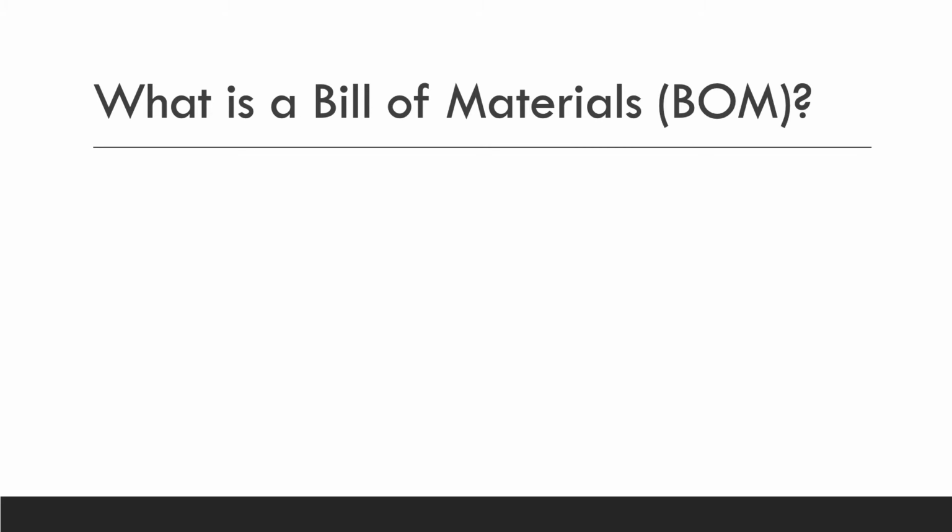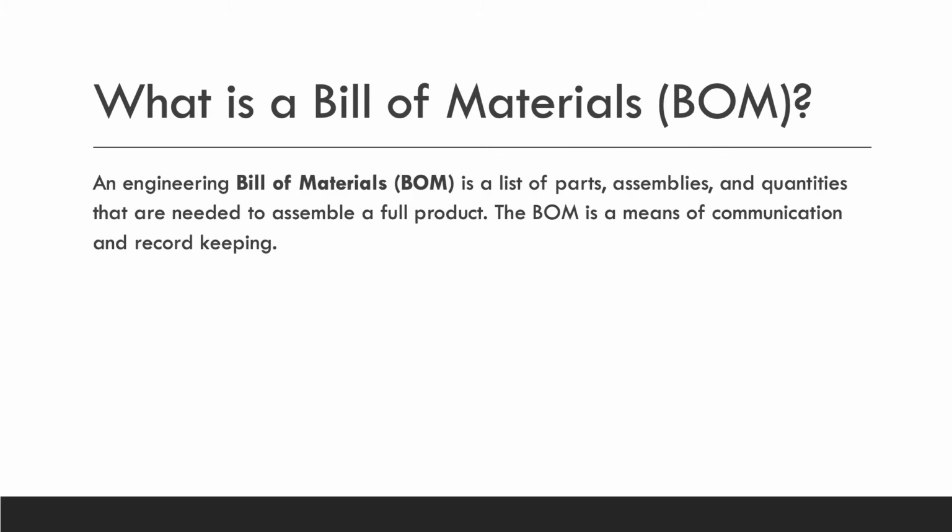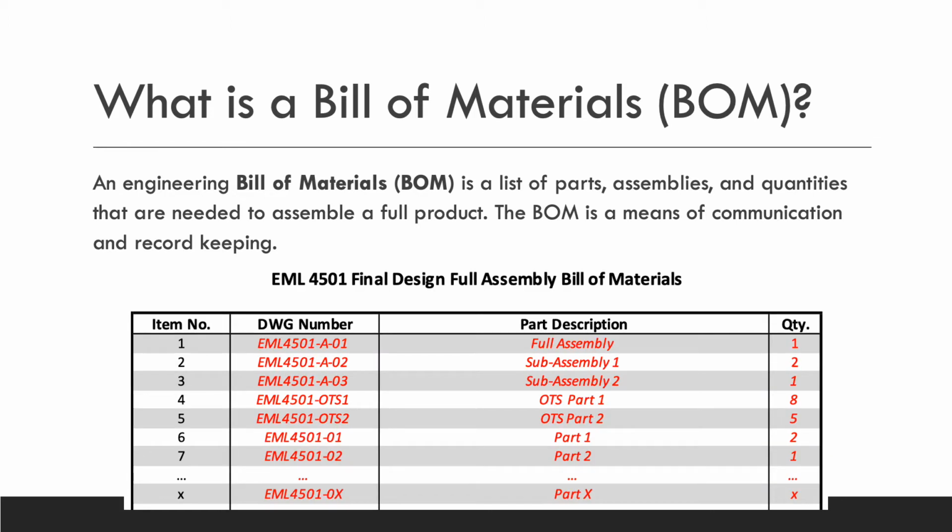What is a bill of materials? An engineering bill of materials, also known as a BOM, is a list of parts, assemblies, and quantities that are needed to assemble a full product. The BOM is a means of communication and record keeping. Below you can see a picture of the template that I've modified for this course. Now, hopefully this looks familiar, but I'm going to break this table down column by column.